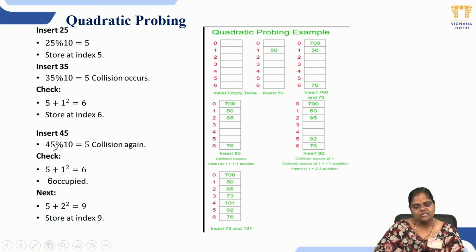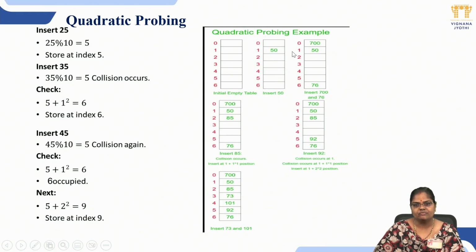Next, when we try to insert 45, performing modulo division we get hash index value 5, which is again a collision. Now we apply i equal to 1 squared, where 6 is already occupied. Now we go for i equal to 2, which squared gives 4, so it will be stored at index 9. So we are not storing in a sequential pattern, but at different locations, so that we can avoid primary clustering.